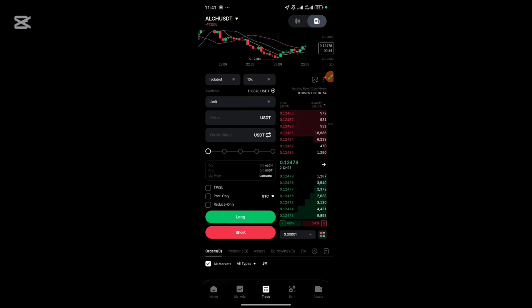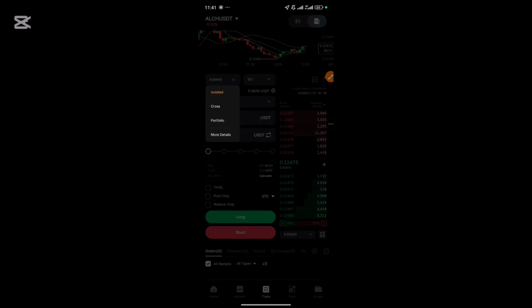Then if you're looking at this point, you see what we call isolated. I'm just going to try to explain some basic things of what you see on an exchange, especially in futures. Sometimes you can see them also on spot. Now if you click on that drop-down button, you can see what we call cross and isolated and portfolio and more details. But for most of the traders I've seen, it is always on isolated. All right, what is the advantage of using isolated?